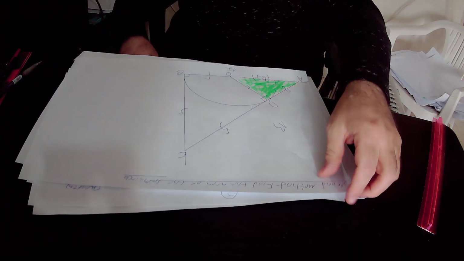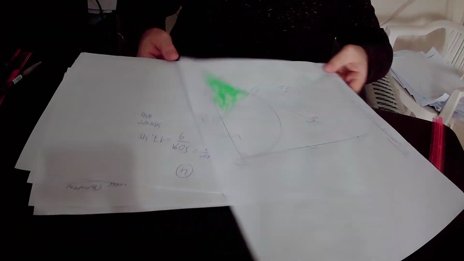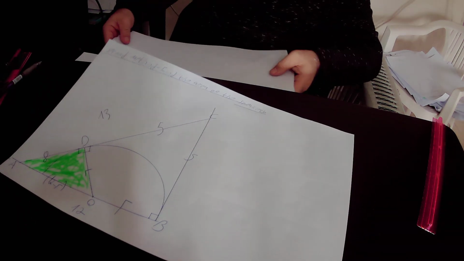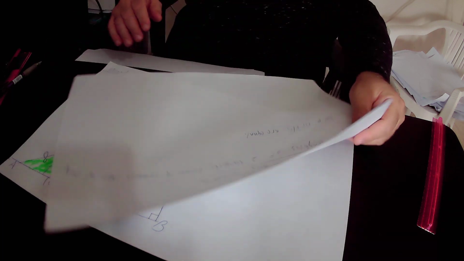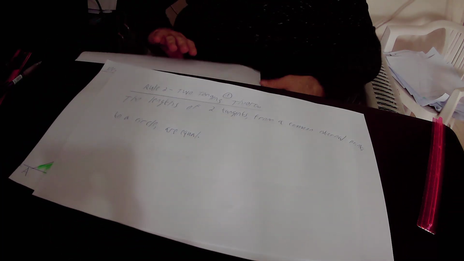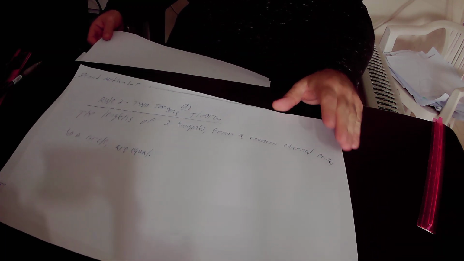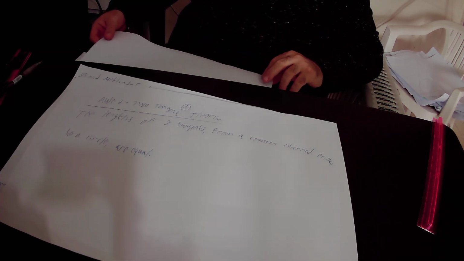Then I presented to you how to find the area of the semicircle according to the second method. In the second method, I presented to you a new rule that is actually the two tangents theorem, or rule number 2. According to rule number 2, or the two tangents theorem, the lengths of two tangents from a common external point to a circle are equal.